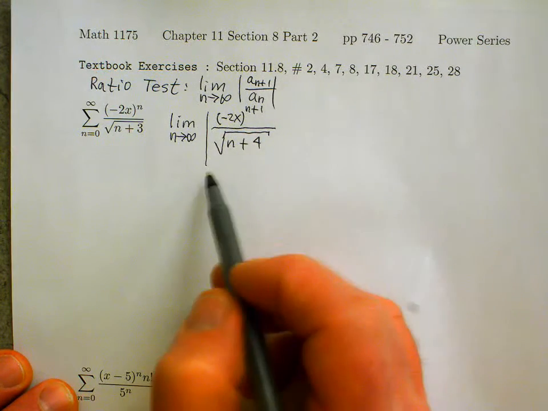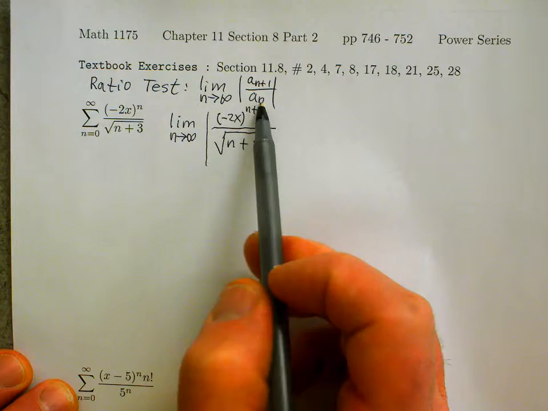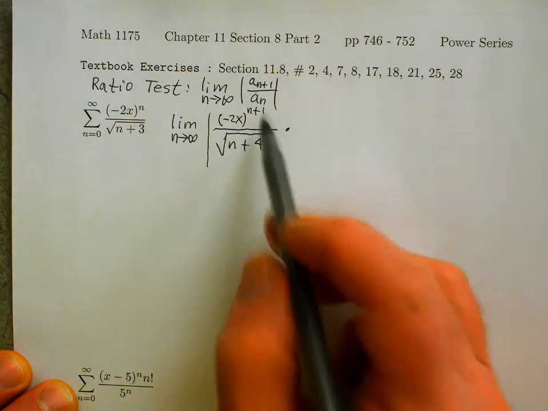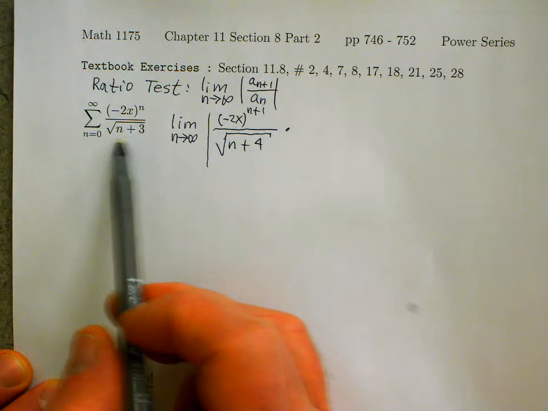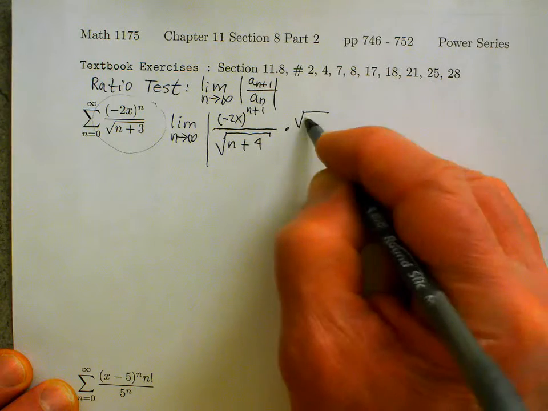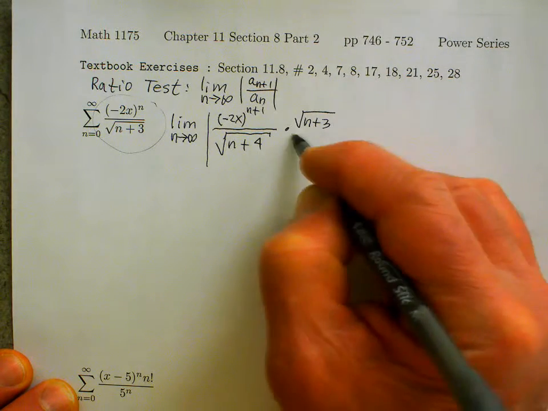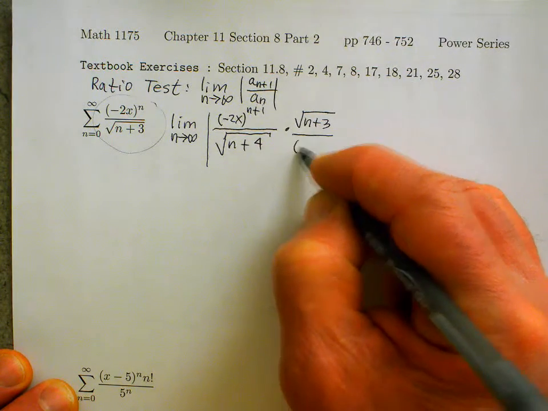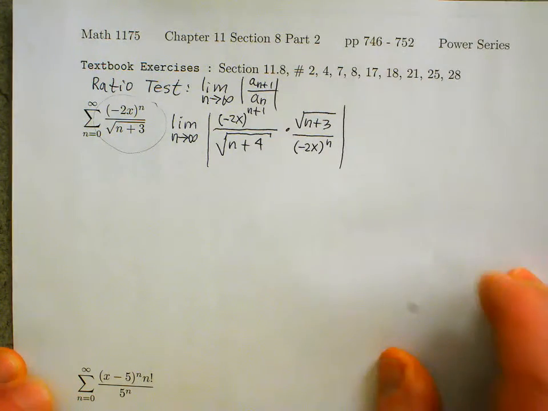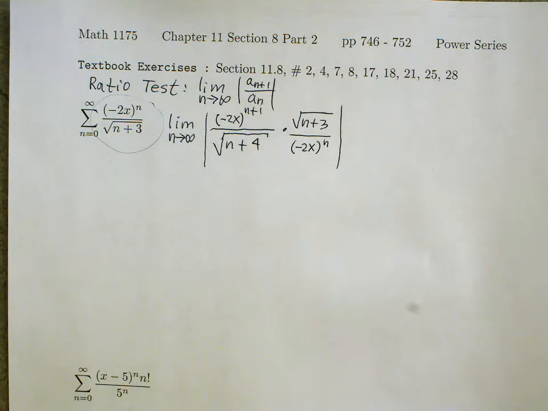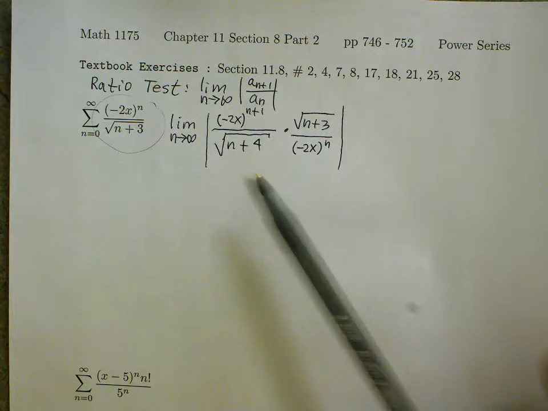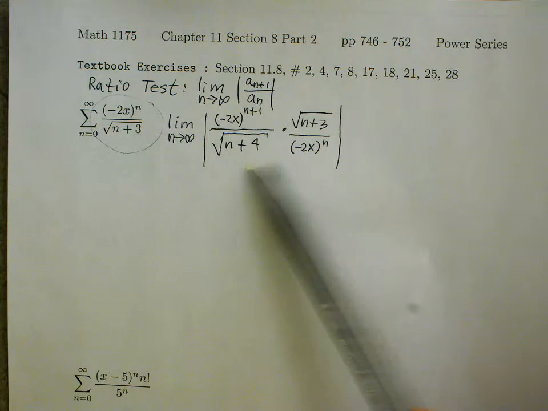And when we divide this by the nth term, that's equivalent to multiplying by the reciprocal of the nth term. So this is the nth term. The reciprocal of this is the square root of n plus 3 over the quantity negative 2x to the n. If there's any confusion about what I just did, we've done it before, but let me know if you need further explanation on that step.